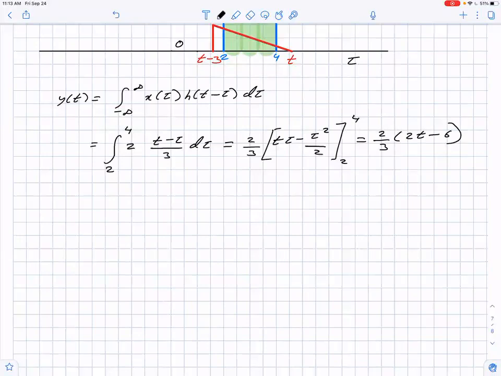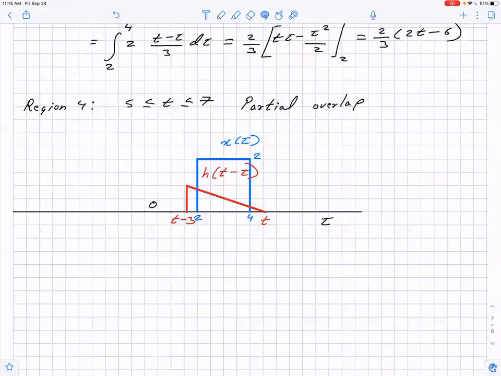Okay, now let's consider the fourth region. The fourth region is from 5 to 7, and we see partial overlap. The graph looks something like this. And I'm going to shade the overlapping segment again.